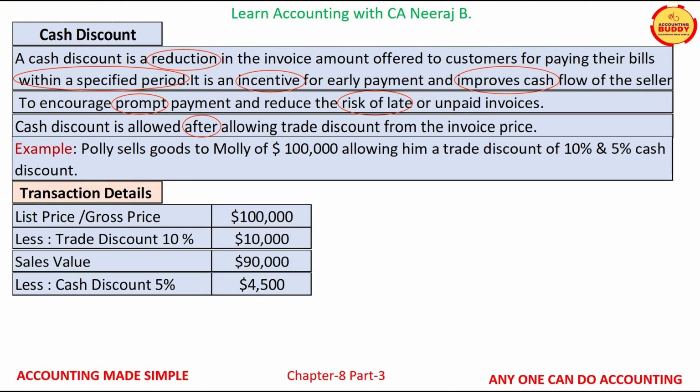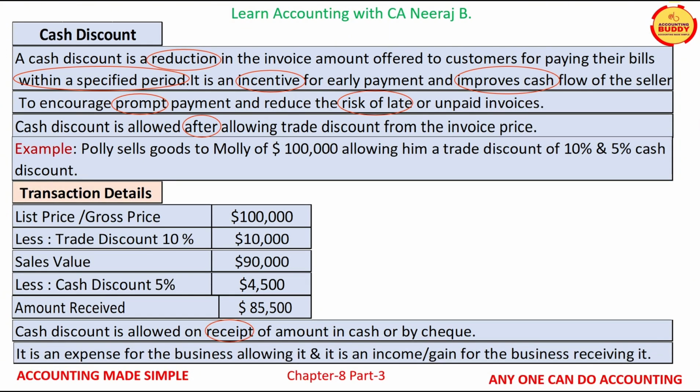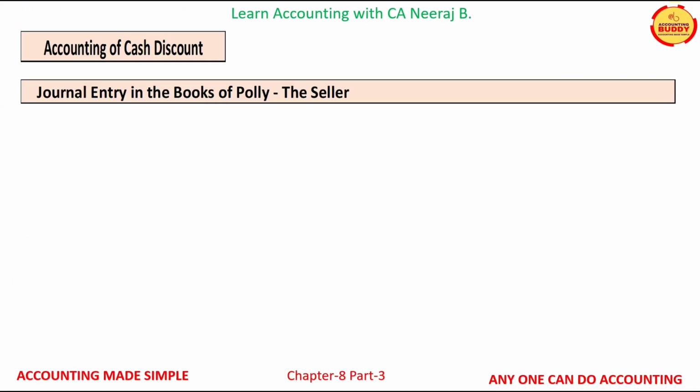Now for this transaction, $85,500 will be paid by the buyer to the seller. Please note that cash discount is always allowed on the receipt of amount either by cash or check. Cash discount is an expense for the seller allowing it, and it is an income or gain for the buyer. Let us learn the accounting entry for cash discount first in the books of Polly the seller.